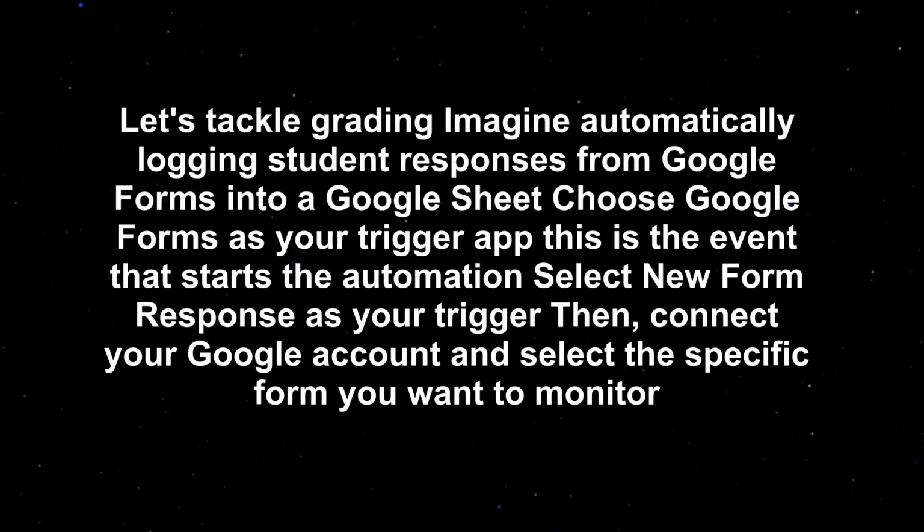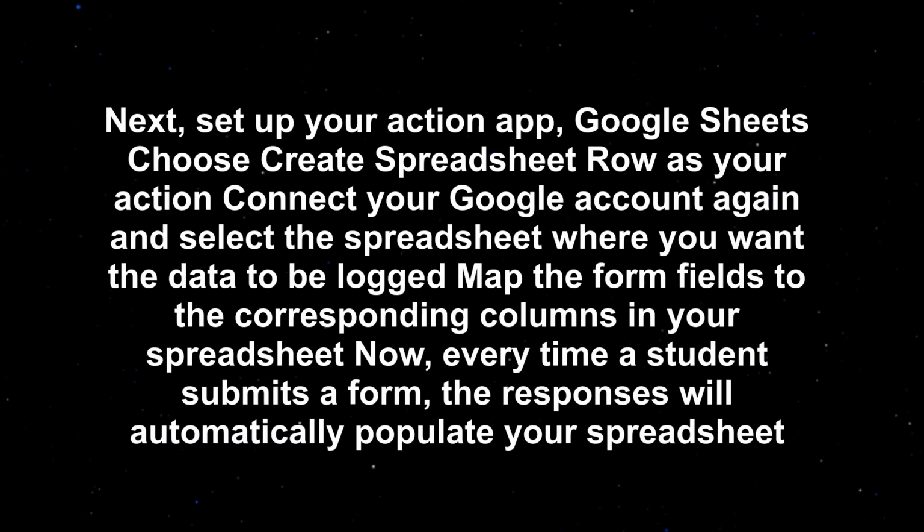Let's tackle grading. Imagine automatically logging student responses from Google Forms into a Google Sheet. Choose Google Forms as your trigger app. This is the event that starts the automation. Select New Form Response as your trigger, then connect your Google account and select the specific form you want to monitor.